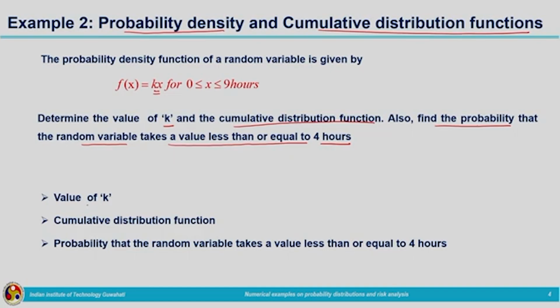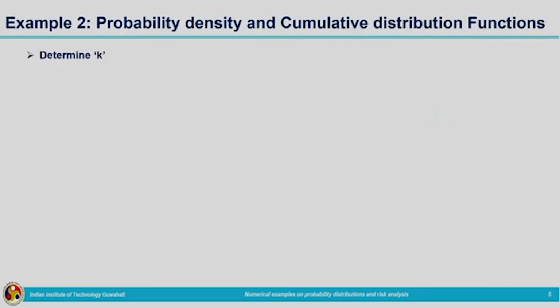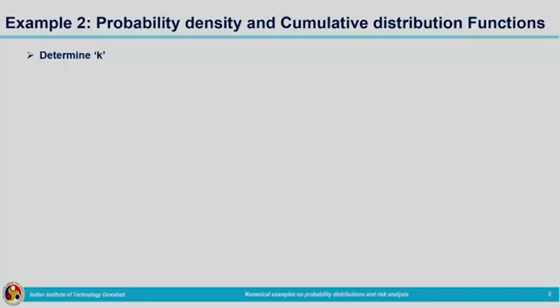We need to calculate the value of k, we need to find the cumulative distribution function, and the third part of the question is to find the probability that the random variable takes a value less than or equal to 4 hours. So, we will start solving the example. First, we need to determine the k value. Our probability density function is f of x equal to kx. How can we find the value of k?